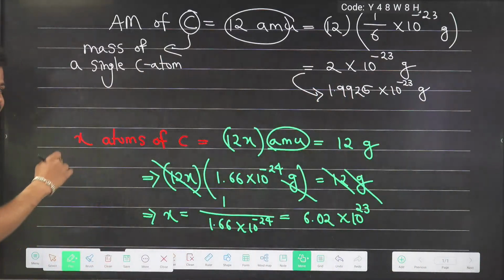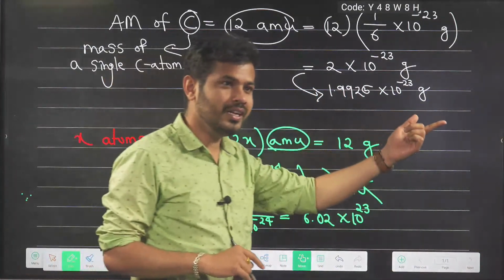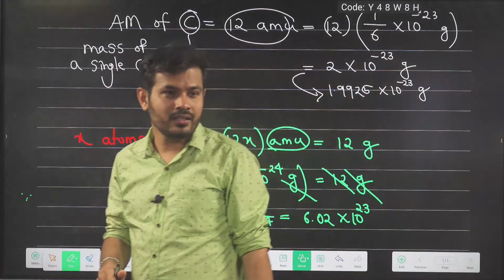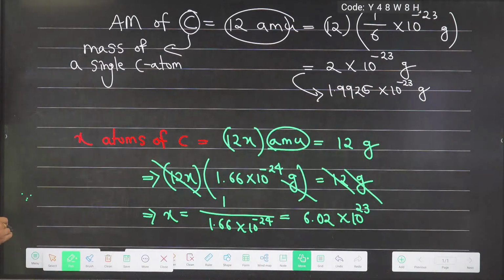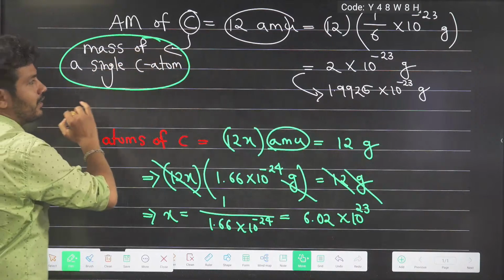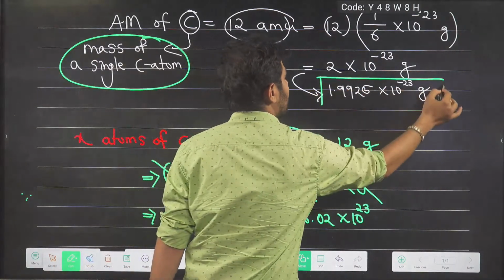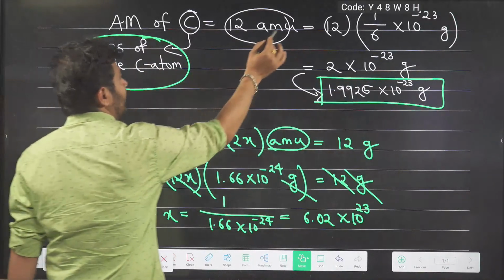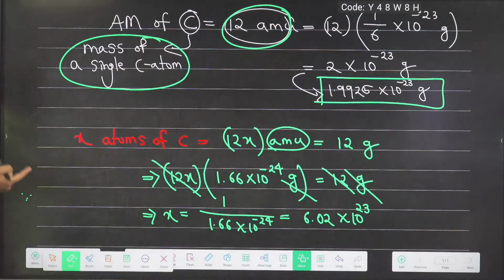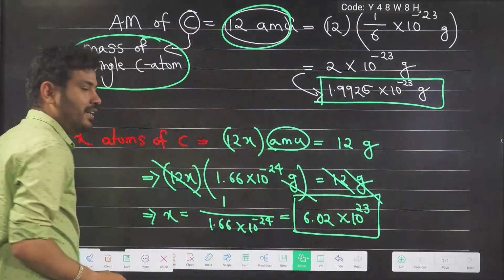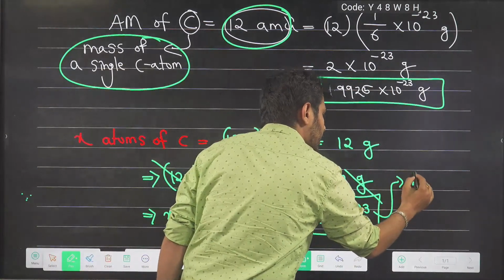So one single atom of carbon is 12 AMU. Then how many atoms of carbon do we have to take so that the mass will be 12 gram? We have calculated it. When the mass of a single carbon atom is this much gram, I can say 12 AMU or that much gram. How many atoms do I have to take so that the mass will be 12 gram instead of 12 AMU? It is these many atoms, which is known as Avogadro's number.